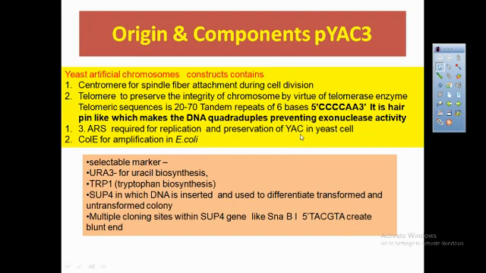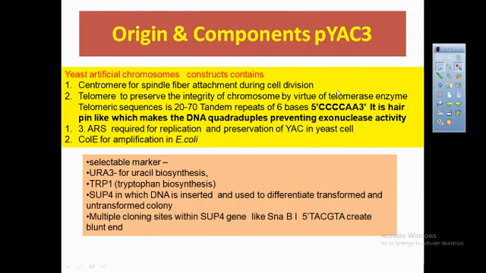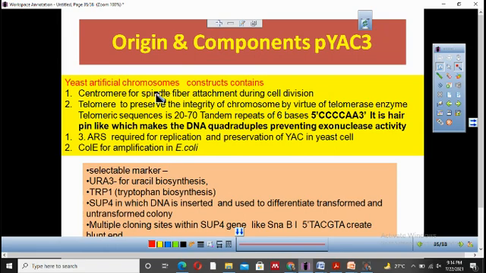So, from where has it originated? This yeast artificial chromosome has been created from two sources. One is from the yeast regions, and another is from the plasmid regions. From yeast, they have the centromere, the telomere, and the autonomous replicating sequence. Besides these three, there are some selective markers: URA3, TRP1, SUP4. These are the selective markers.